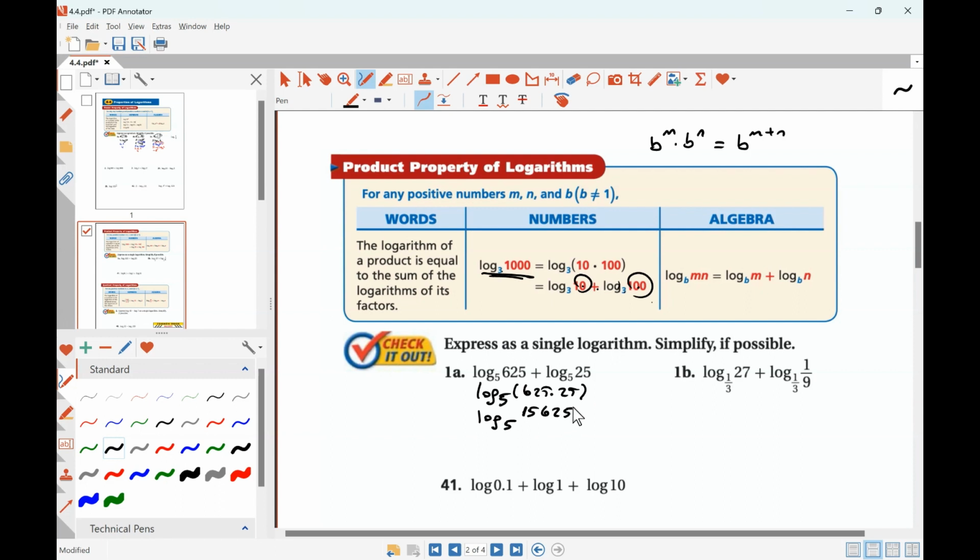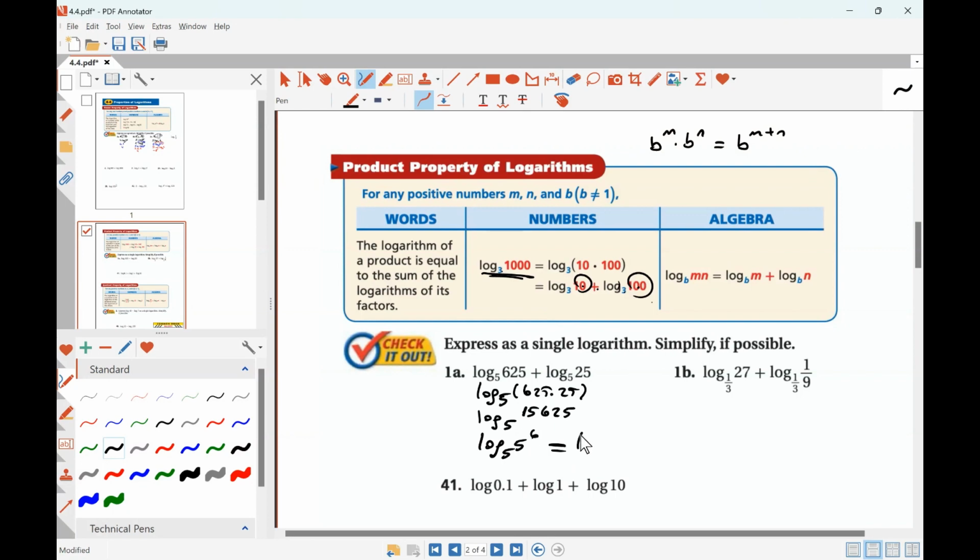15,625. Can I simplify this more? Is it a power of 5? Can I write this as a power of 5? I can. Okay, this is the sixth power of 5. So I can move 6 out in front.